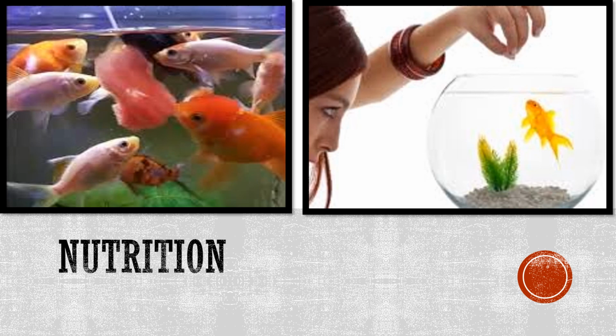Nutrition. Goldfish like to eat insects, larvae, worms, aquatic plants, and snail eggs, all of which they eat while they're in the wild. And they also eat commercial food. That's the kind that we buy at the store.